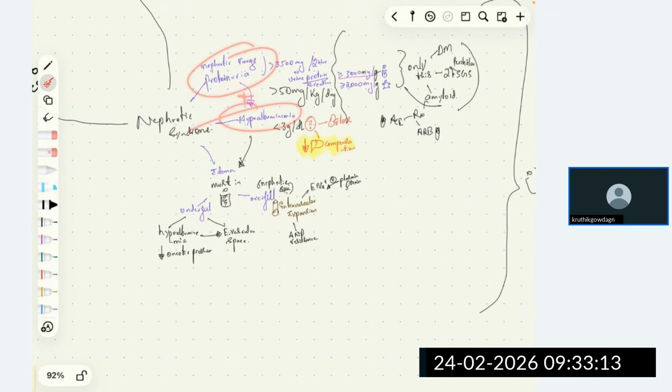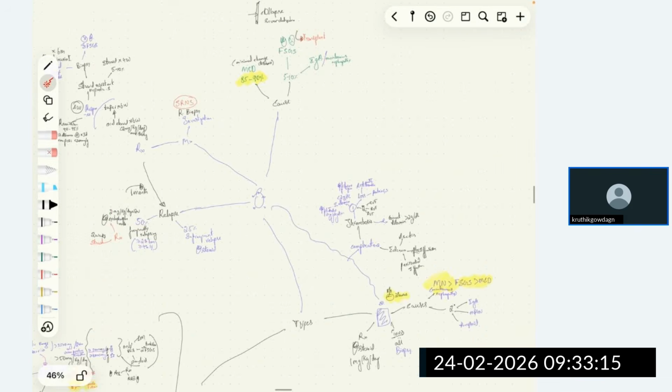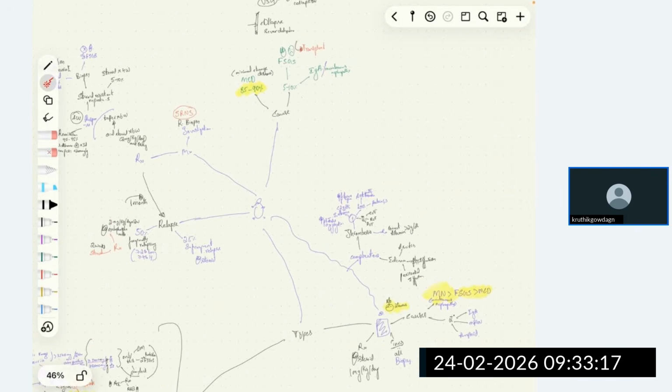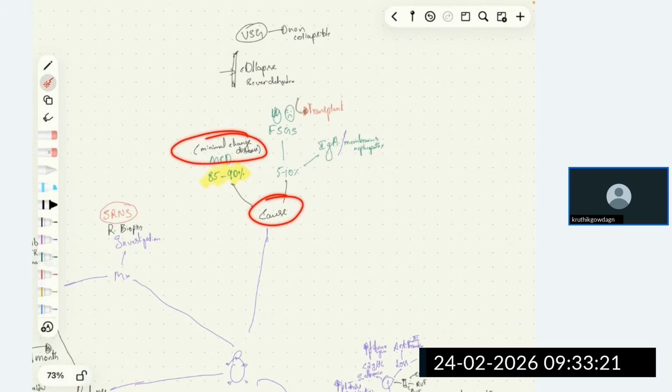What are the causes of nephrotic syndrome? In adults and children, it's different. In children, the most common cause of nephrotic syndrome is minimal change disease, followed by FSGS, that's focal segmental glomerulosclerosis, and then IgA nephropathy, that's membranous nephropathy. 85 to 95% of them is due to minimal change disease, and the remaining 5 to 10% is due to FSGS and IgA nephropathy.